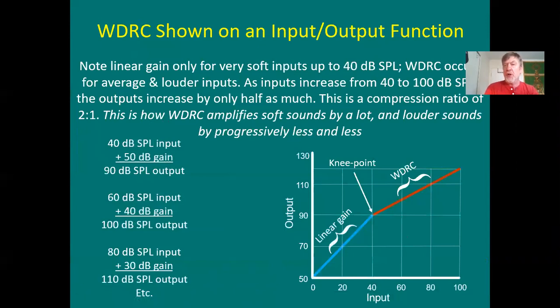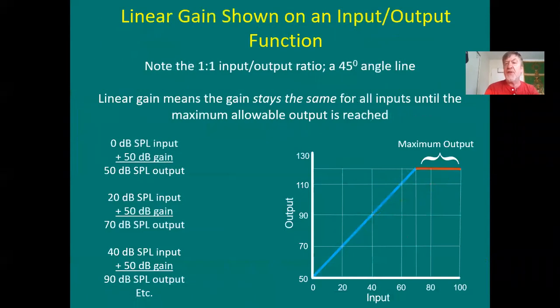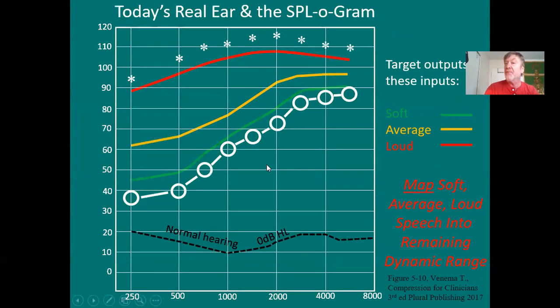And of course, the whole idea then, that's why fitting methods had more than one target. Because now you're using RIC hearing aids. And most receiver in canal hearing aids don't even have a volume control. They're using WDRC.